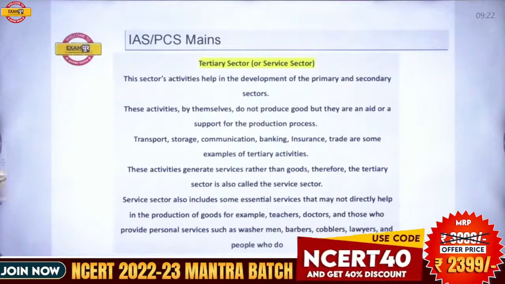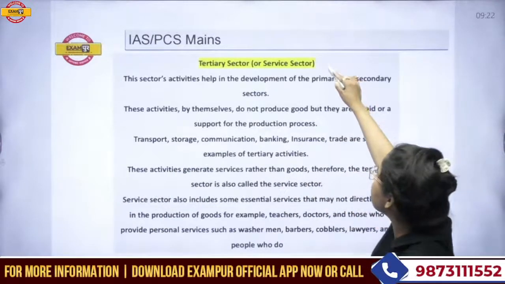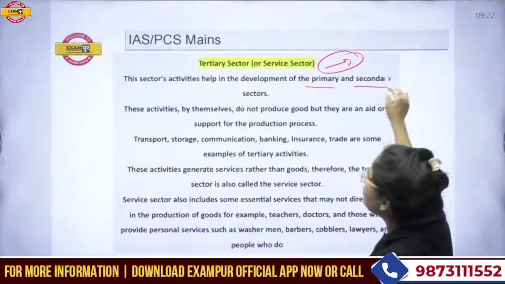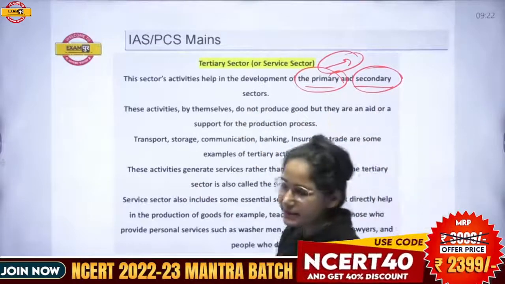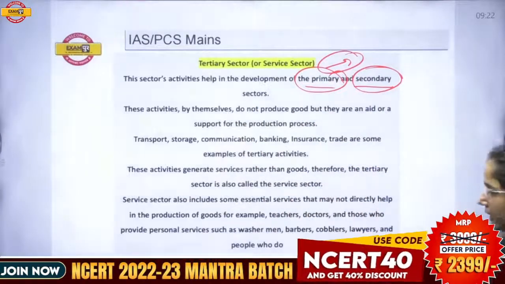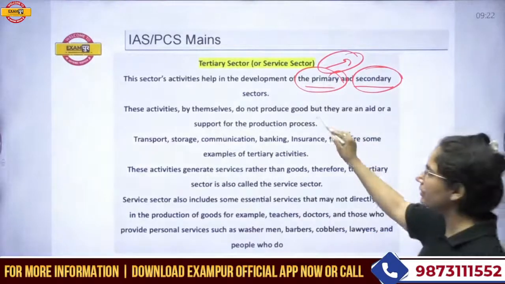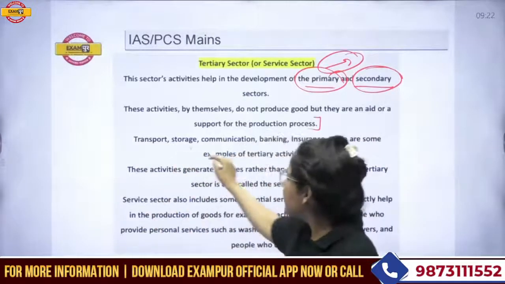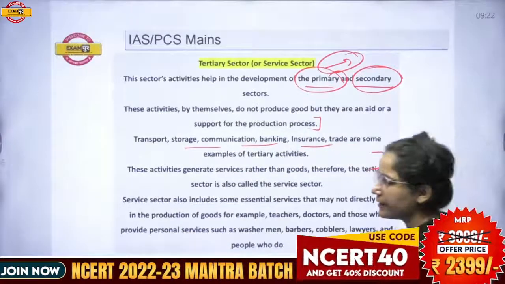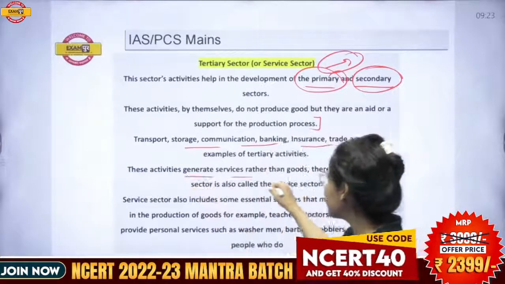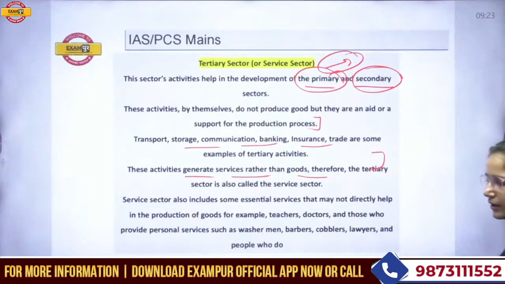Okay. So next is all about the tertiary sector. We were talking about who is providing the assistance, or is the complement to these two sectors. If they have to develop in one way or the other, they need to acknowledge the service sector into the periphery. These activities by themselves do not produce goods, but they are in aid or support of the production process. Transport, storage, communication, banking, insurance, as I have told you about, these services are included under this domain, and these generate services rather than goods. Therefore, the tertiary sector is called the service sector.